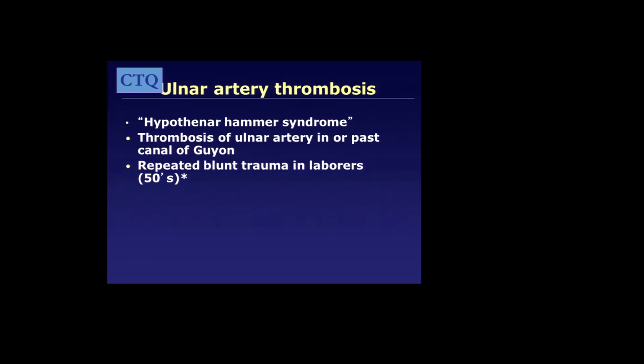Right, in terms of vascular disorders, ulnar artery thrombosis is common. Hypothenar hammer syndrome is caused by thrombosis of the ulnar artery in the Guyon canal. Typically, this will be seen in a laborer from repeated blunt trauma, typically males in their 50s.